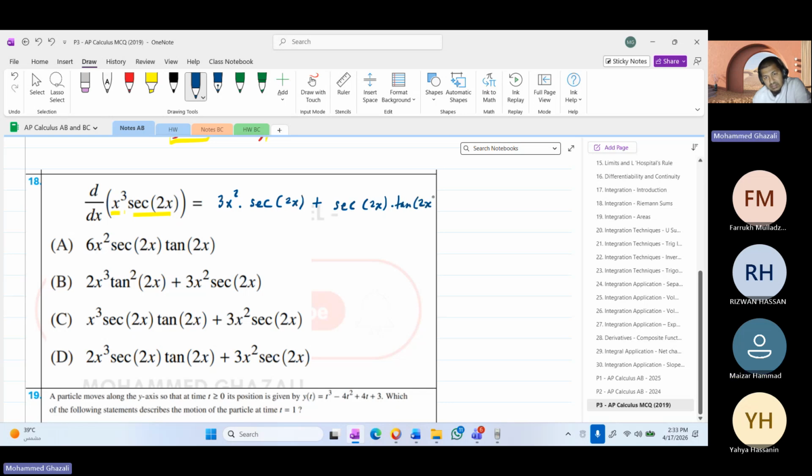Sec 2x tan 2x. We're not done. What about the derivative of the 2x? Times 2. Differentiate that one, then that one, and then leave the first. Yeah. And now compare which answer you have here.